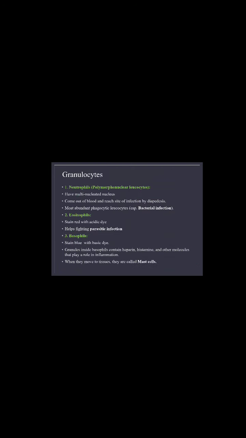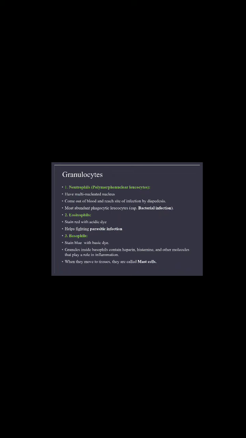Now, second type are agranulocytes. Agranulocytes are those which do not have granules. They are also of two types: monocytes and lymphocytes. And these are again divided. Monocytes will be divided into macrophages and dendritic cells, and lymphocytes will be divided into two types. The larger ones are known as natural killer cells, and the smaller ones are again of two types: B lymphocytes and T lymphocytes.